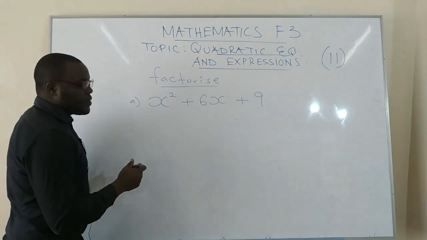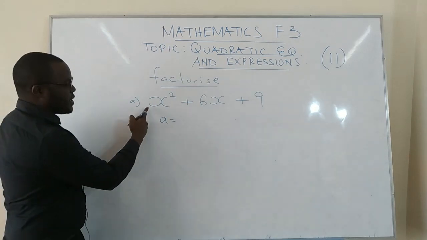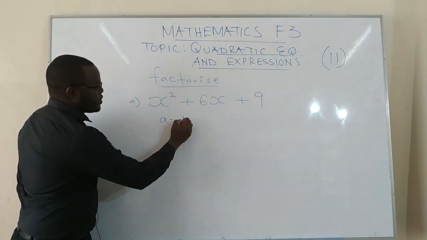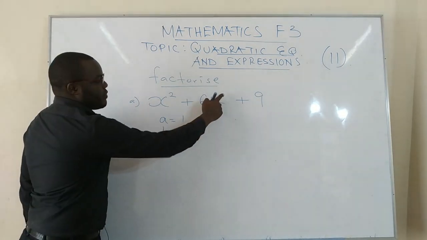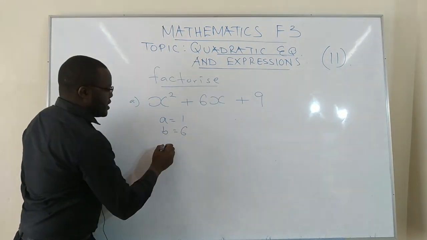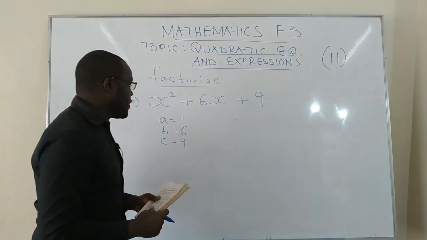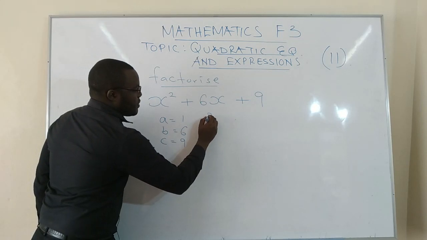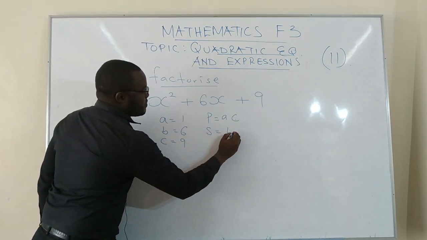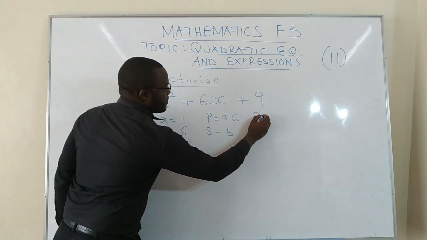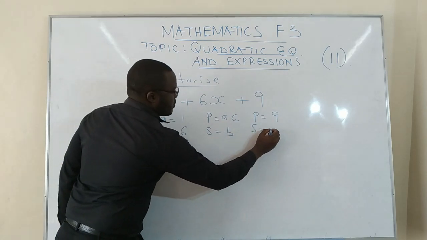So the first thing is to identify what is A. For our case, A is this number that multiplies unknown squared, which is 1. B is this number multiplying unknown with a power of 1, which is 6. And C is the number that doesn't have the unknown letter here. From there we think of two numbers whose product is A times C and the sum is B. Therefore, we are thinking of two numbers whose product is 9 and sum is equals to 6.